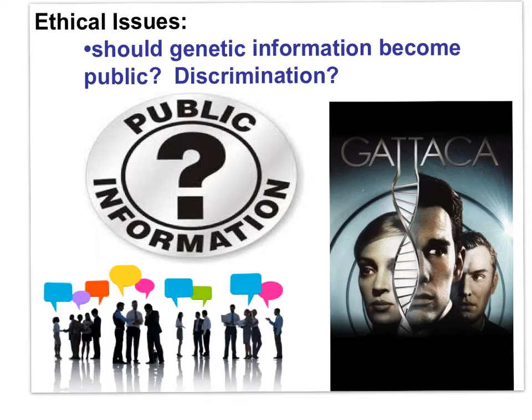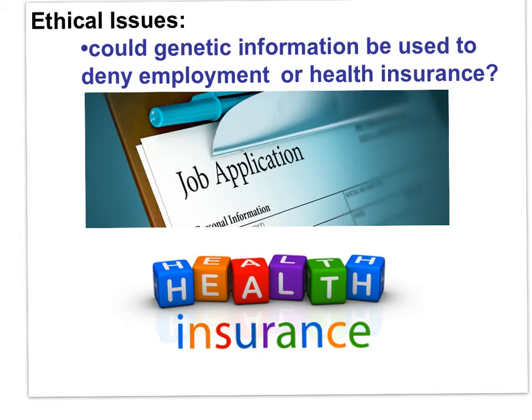Thus, there are many ethical issues that arise out of the Human Genome Project. For example, should genetic information become public? And if so, how does society prevent discrimination based on one's genetic profile? In the movie Gattaca, a young man's dreams are unavailable to him because of his genetic profile. Could genetic information be used to deny insurance or employment?